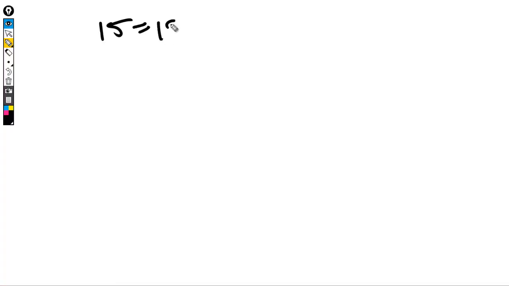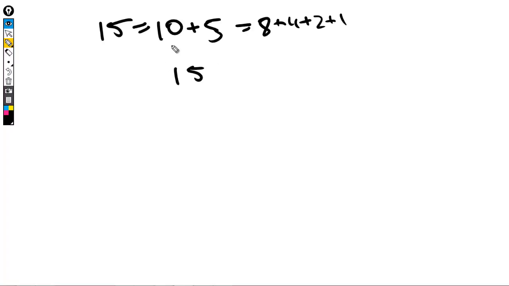15 is 10 plus 5 in decimal. Or we can write it as 8 plus 4 plus 2 plus 1, because each one of these is part of the number. So for 15, this goes here, and this goes here. Same here. We've got 1 for the 8 spot, 1 for the 4 spot, 1 for the 2 spot, and 1 for the 1 spot. So in binary, 15 equals 1111.